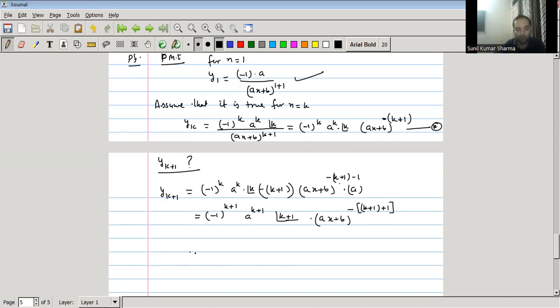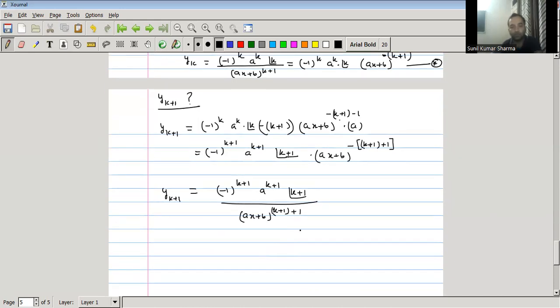Right? So you can also write this as minus 1 to the power k plus 1, a to the power k plus 1, k plus 1 factorial, whole divided by ax plus b to the power now k plus 1 plus 1. So the result is true for n equal to k plus 1 also.